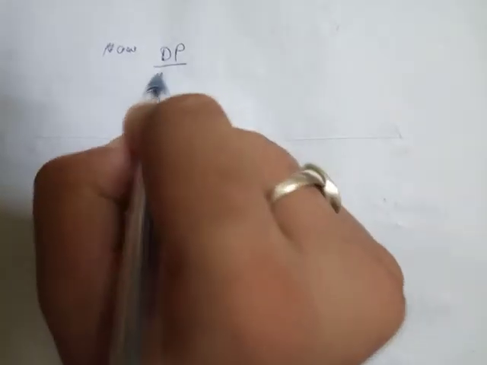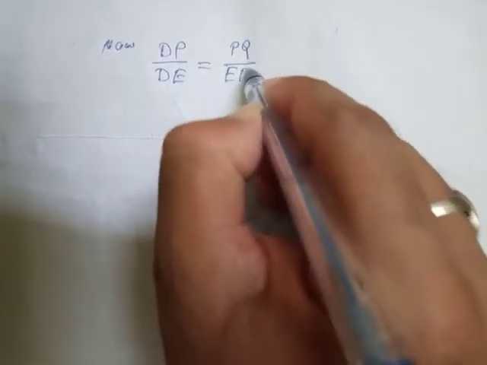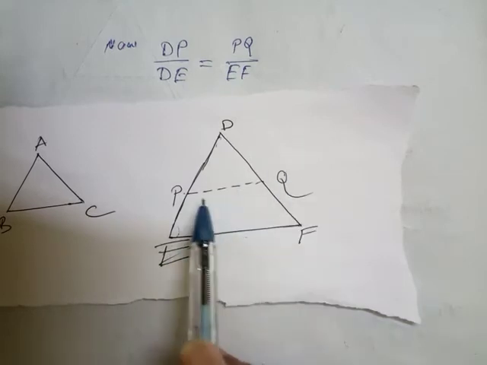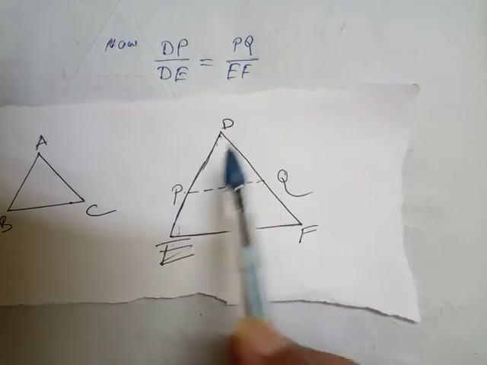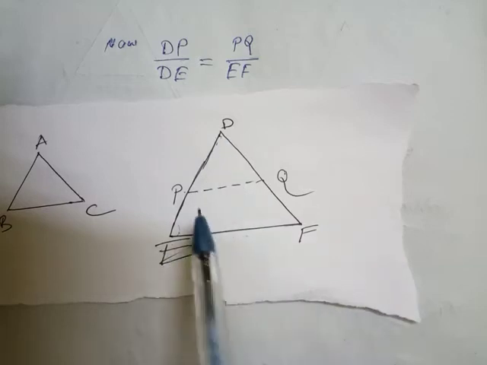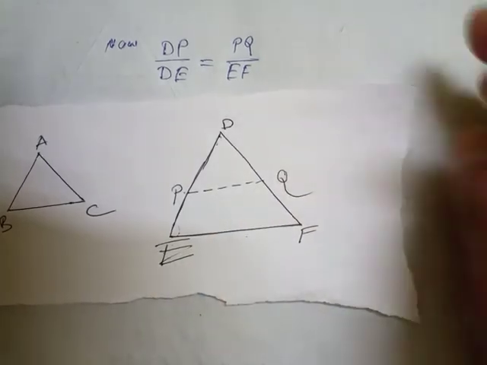Now students, look here. After that I am writing DP by DE and PQ by EF. Look here in the diagram, DP by DE and PQ by EF. Why? Because triangle DPQ and triangle DEF are similar, just now I have shown you. So DP by DE and PQ by EF can be written. Why? Because corresponding sides of similar triangles are proportional.